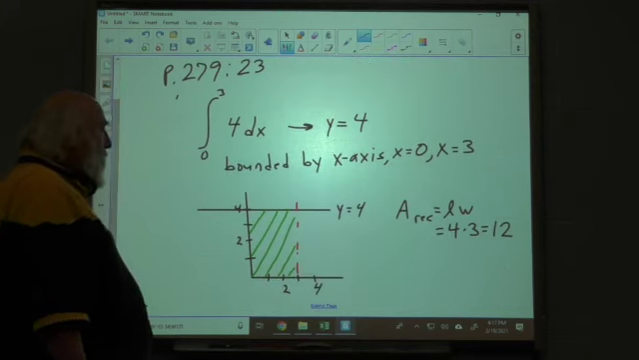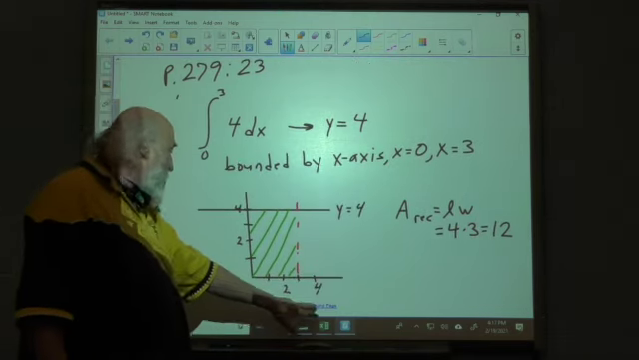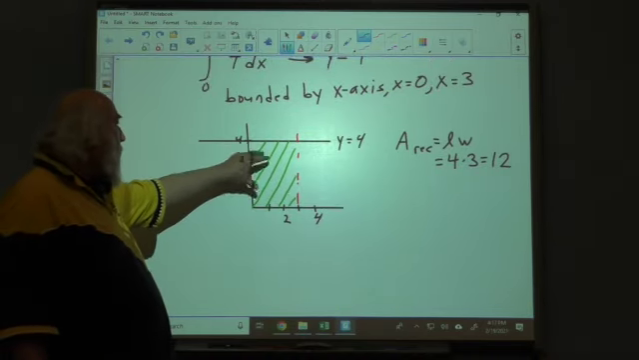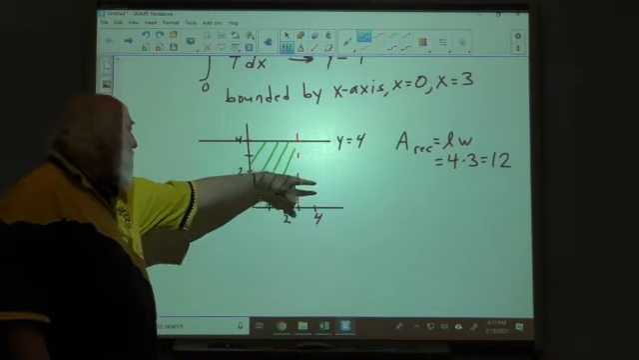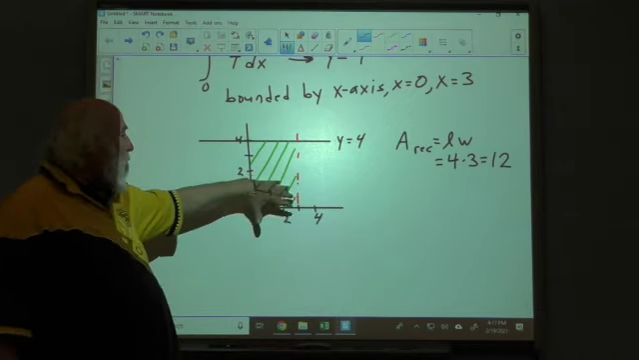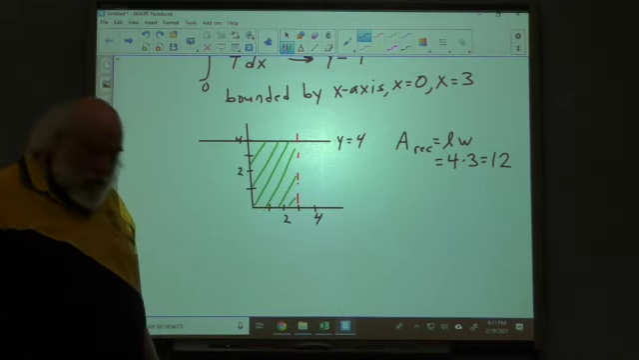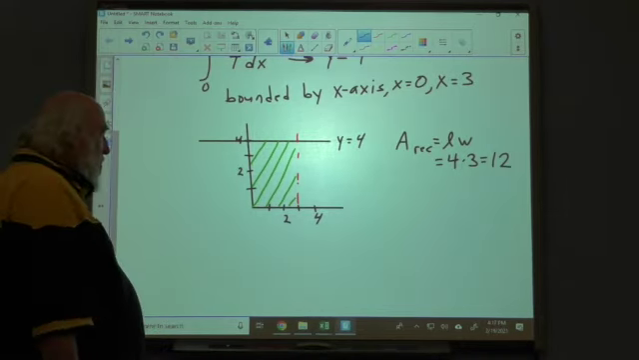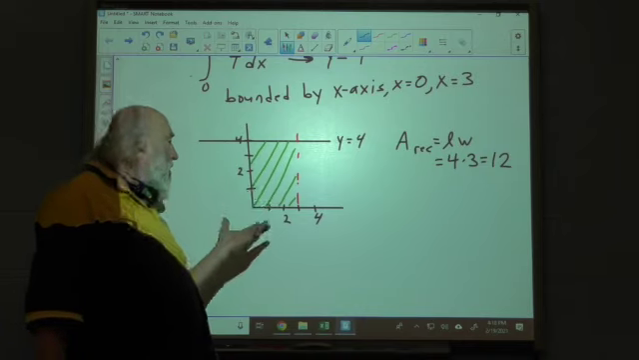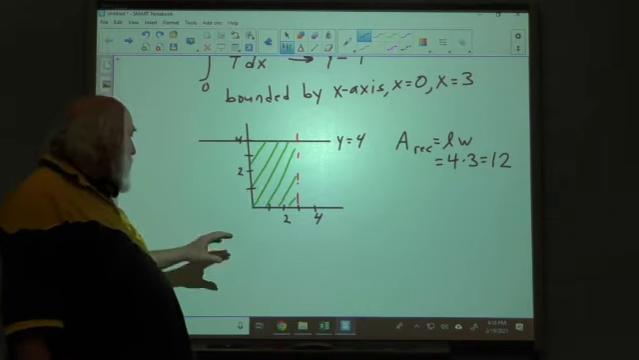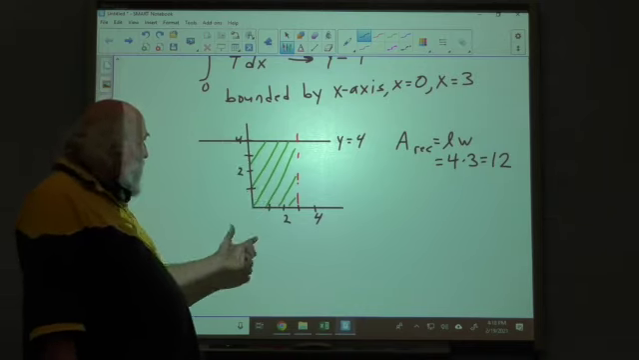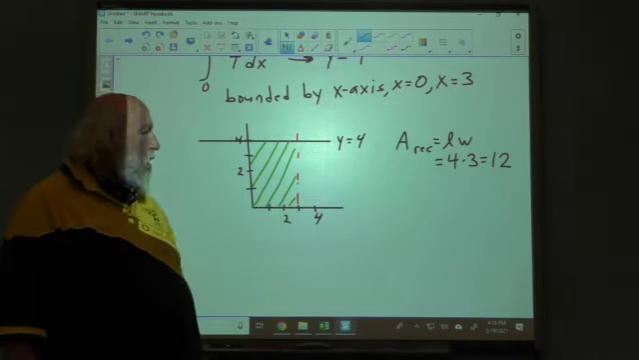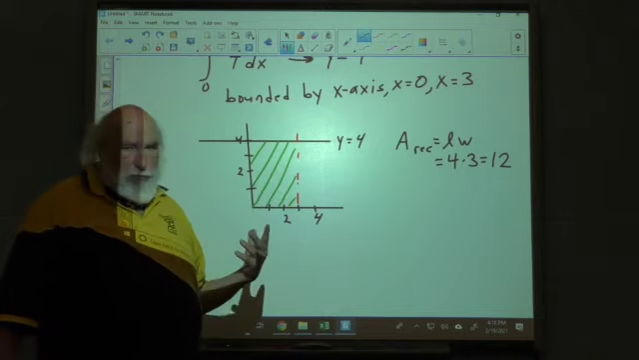So the region being bounded here, being described, is 0 and 4 for x and the x-axis here, and then the line y equals 4. So the green stripes here represent the region that is bound by all those lines. And as you can see, that's a rectangle. And if you look at this, you can see that this is 4 right here, and this is 3 right here. And since area is length times width, that's 4 times 3, so we get 12.